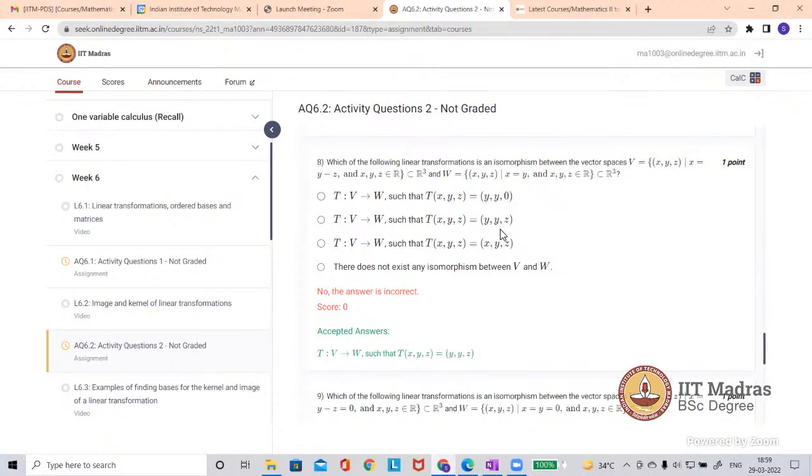Because of this, X is equal to Y. You can neglect the first option, but the second one is dimension 2 and the third one becomes dimension 3. Second one is dimension 2, so it is the same as the vector spaces.